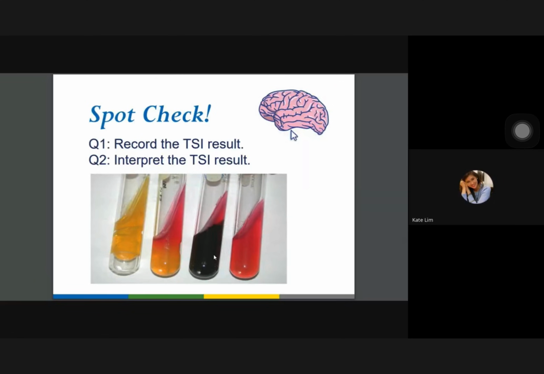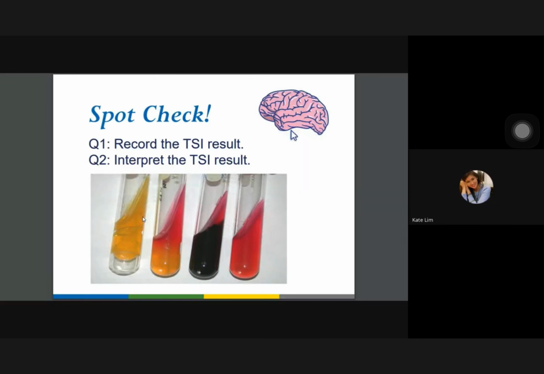So what we have here in test tube number one, what is the color of the tube? That would be yellow, yellow of the slant. And for the butt, that would also be yellow. Yellow signifies that acidity usually takes place. So if there's acidity, there is fermentation. That would tell you for this tube that all carbohydrates, meaning lactose and/or sucrose and glucose, are fermented. So how about the presence of hydrogen sulfide?